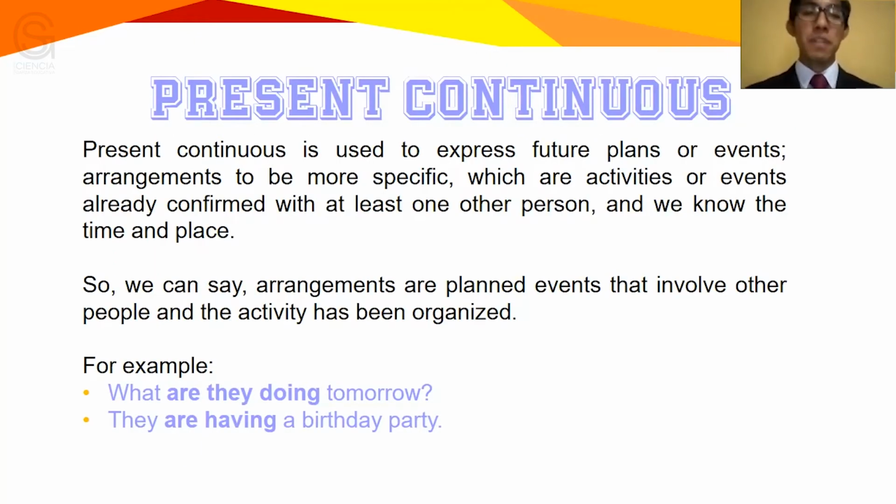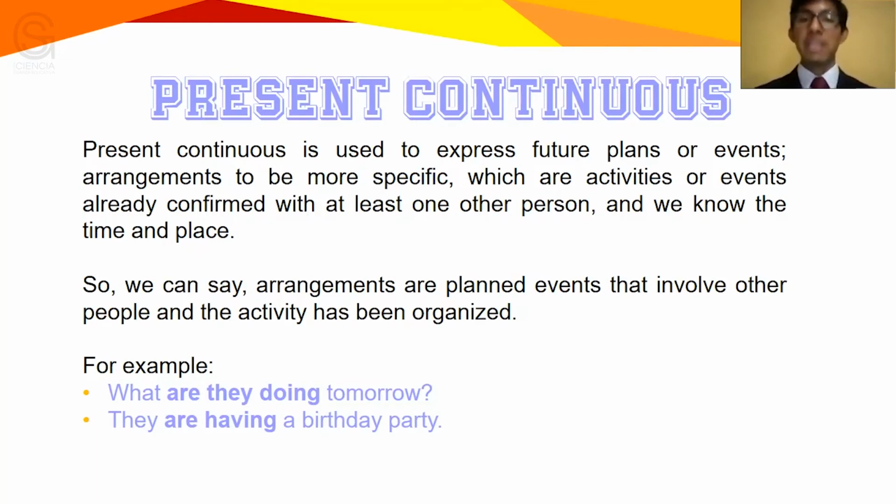Okay, now in this part, we have present continuous. Present continuous is used to express future plans or events, which are arrangements to be more specific, and they are activities or events which are already confirmed with at least one other person, and we know the time and place. So we can say in general that arrangements are planned events that involve other people and the activity has been organized. For example, what are they doing tomorrow? They are having a birthday party. So what are they doing tomorrow helps us to identify that there are many people involved in this sentence. We have the time and we have other people.